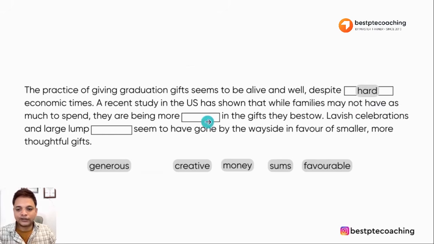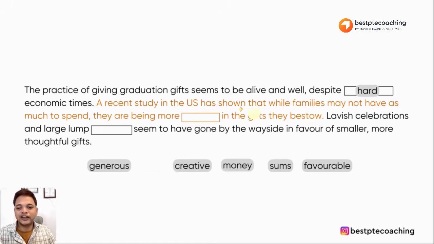Now, let's work on this one. They are being more blank in the gifts they bestow. So we are not getting the clue. So what we can do, we can go a little back and we can read this. A recent study in the US has shown that while families may not have as much to spend, they are being more blank in the gifts they bestow.